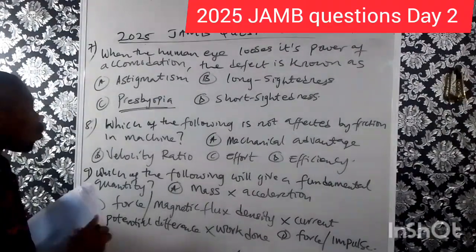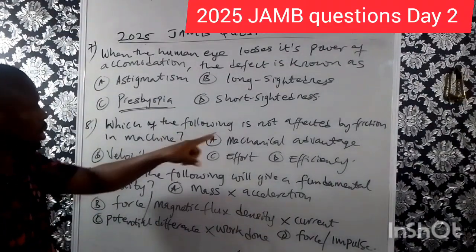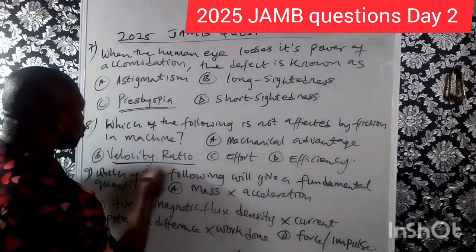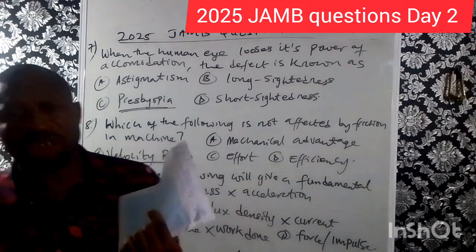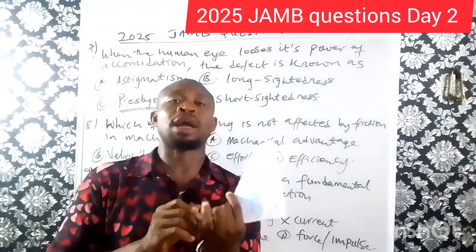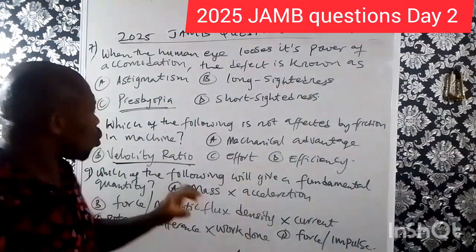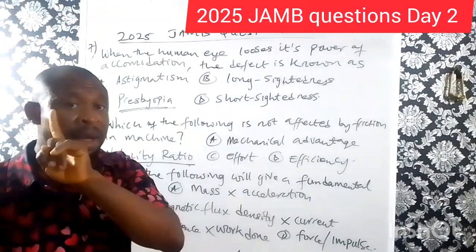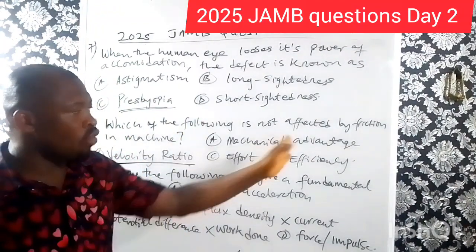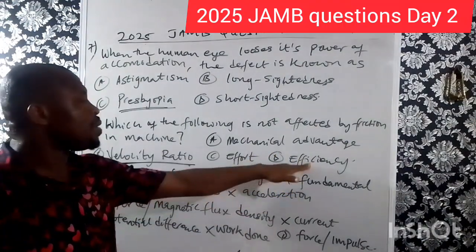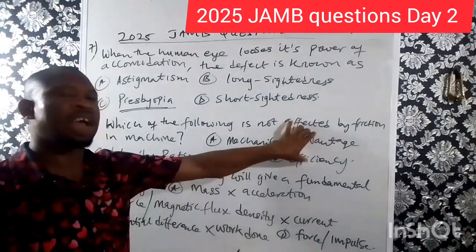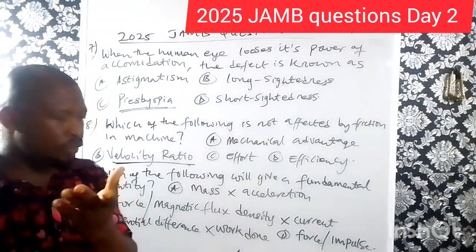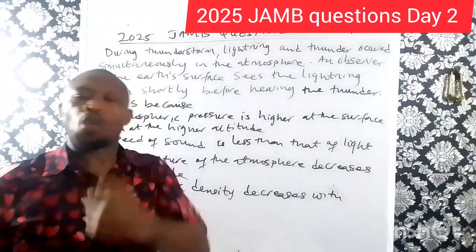Now, the one that does not depend on friction is the velocity ratio. Velocity ratio does not depend on friction. Rather, velocity ratio is highly dependent on the working parts of a simple machine. So it does not depend on friction. These other ones, 1, 2, 3, are friction dependent, while this one is highly dependent on the working part of the machine. Now we have this question on the board.